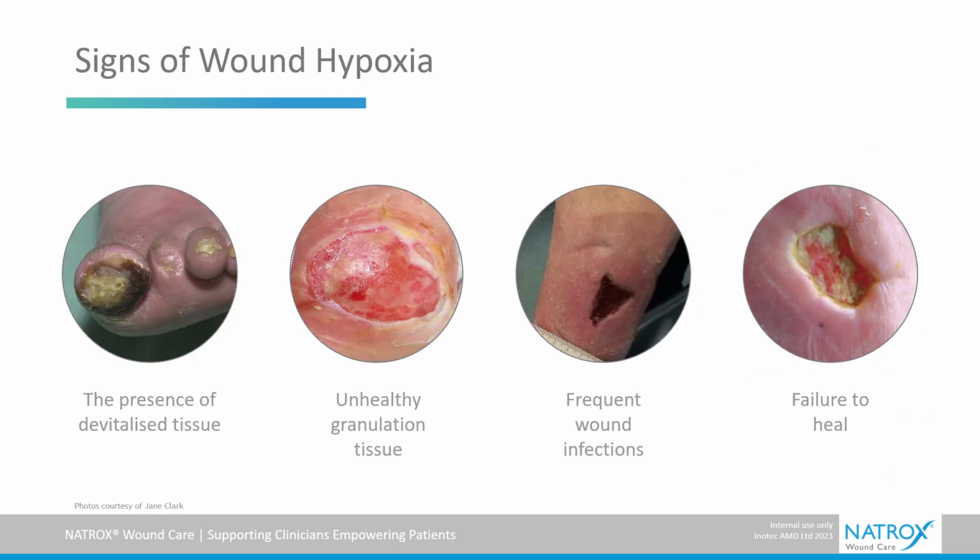Clinical signs of wound hypoxia include the presence of devitalized tissue and necrotic tissue, unhealthy, friable granulation tissue, frequent wound infections, and then ultimately failure for the wounds to heal.